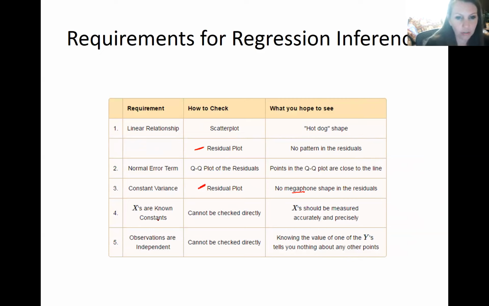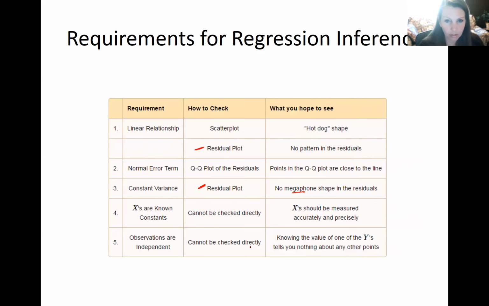The X's are known constants, which we can't really check exactly, and then the observations are independent, and again, you really just have to know how the data was collected. So if you're thinking about arm span and height, these were students in my class. Does one person's arm span and height affect what somebody else's will be? No, right? If you look at your neighbor, their height is not influenced by you. So those would be independent.